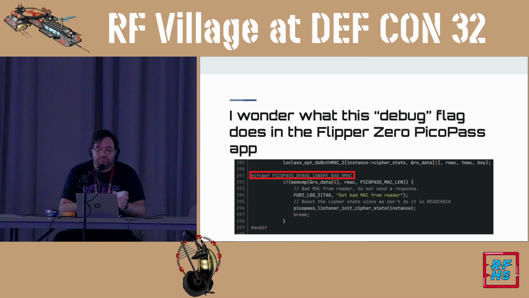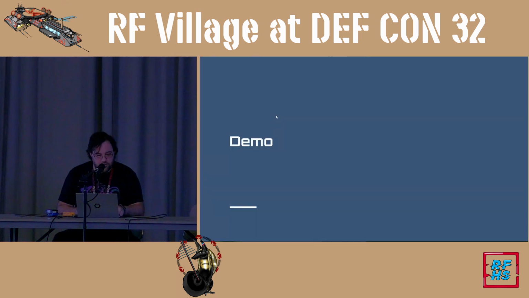And bail out. But if you compile the Flipper Zero code with that flag defined, or you just delete those lines out, all of a sudden you can do some naughty things. And now, on the topic of naughty things, let's see if I can do a demo.